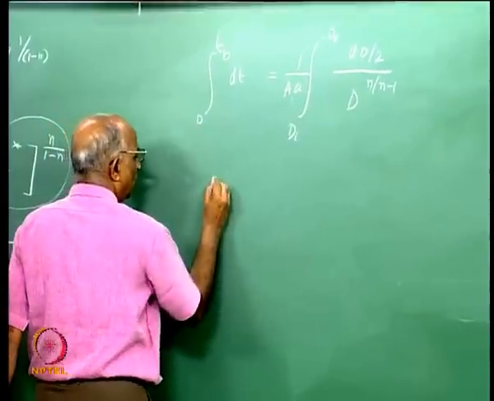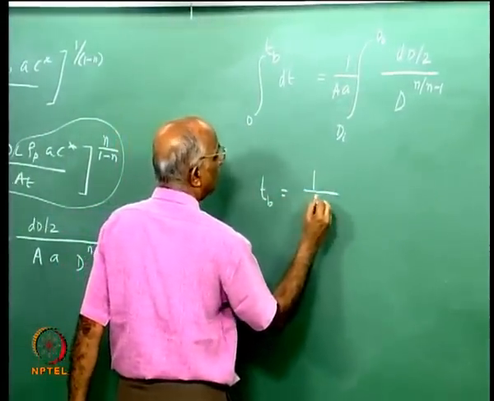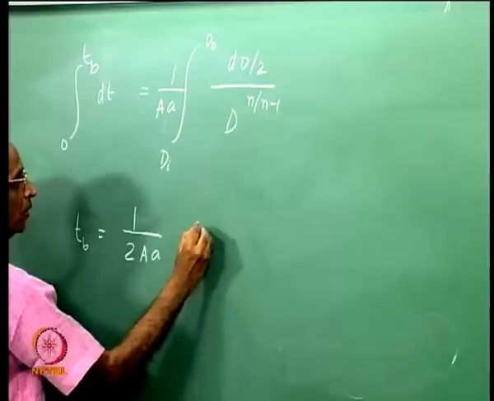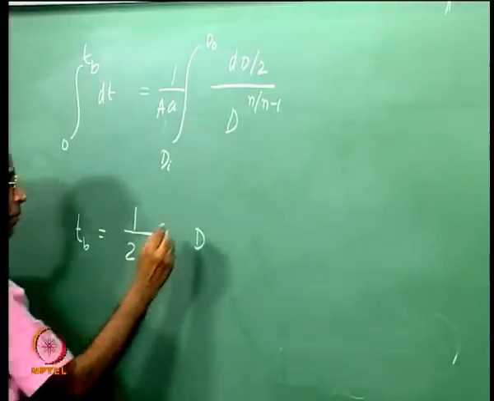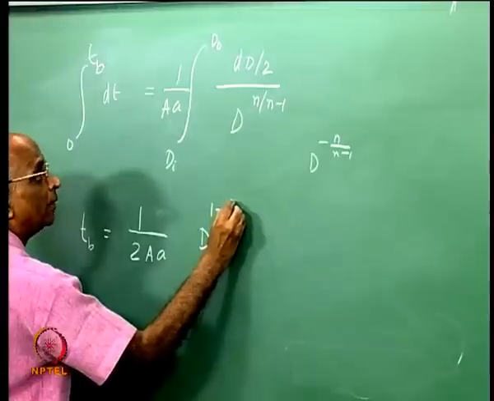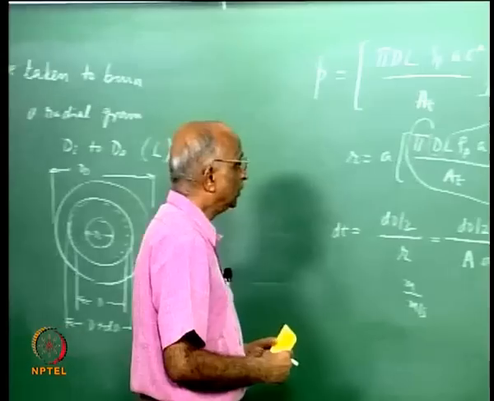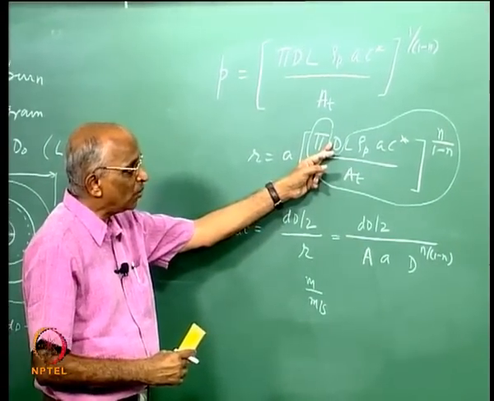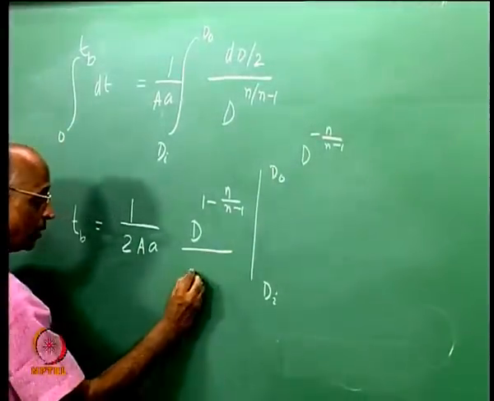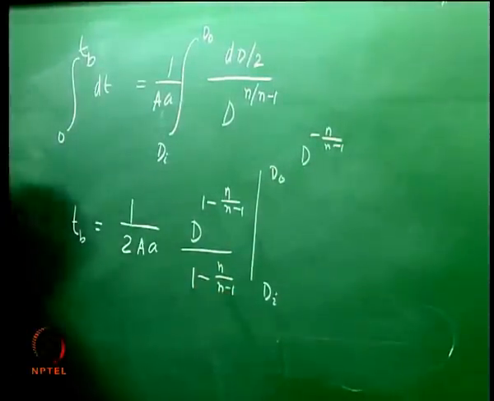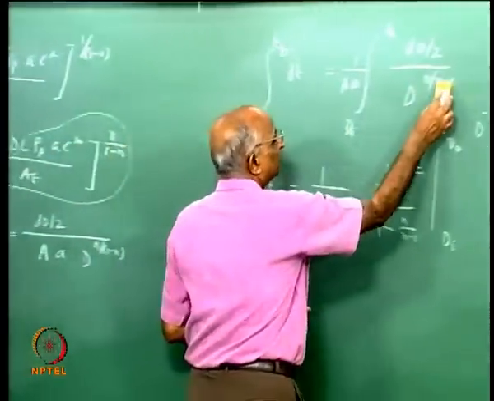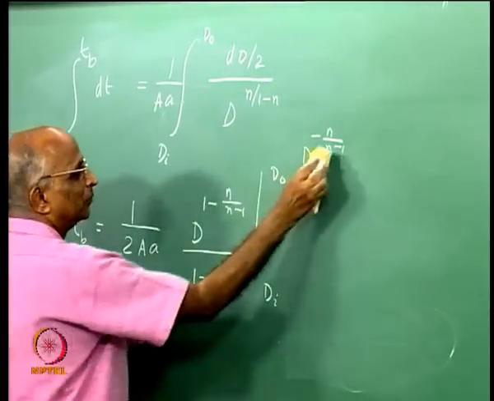I get tb minus 0, therefore tb is equal to 1 over 2a into the exponent of the burning rate law. Now, I integrated d to the power n. If I bring it up, it is d to the power minus n divided by n minus 1. Is it all right? I had d over here, I brought it up, d to the power minus n, and therefore integrating out, I must also get divided by 1 minus n. Was it n minus 1 or 1 minus n? 1 minus n.